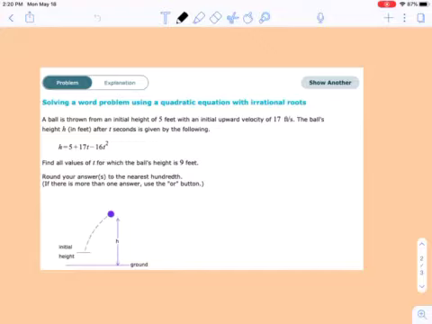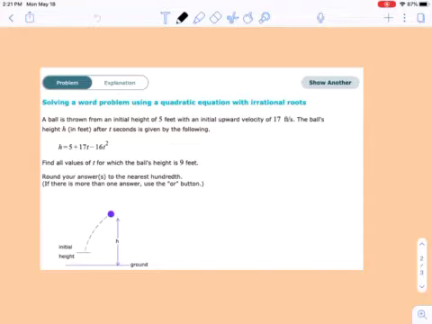So this is solving a word problem using a quadratic equation with irrational roots. All they mean by irrational roots is that you're not going to have a nice, neat integer answer, because we know that if we have to take the square root of something that's not a square number, that's an irrational number. So that's going to give you an irrational root. So let's take a look at this.